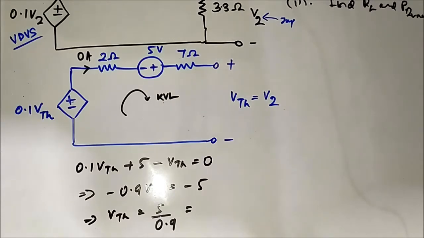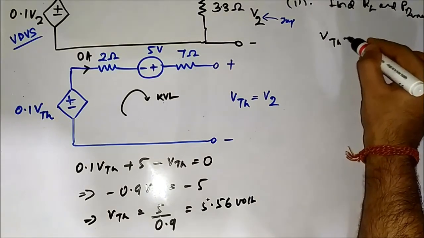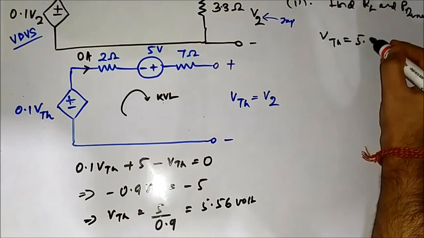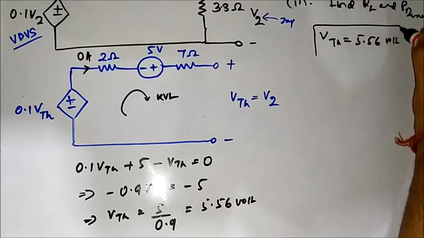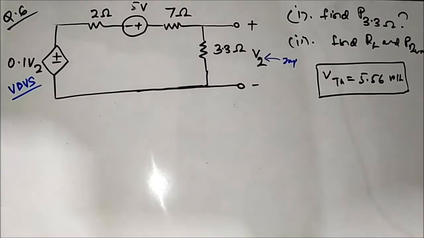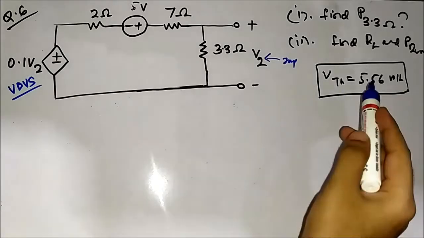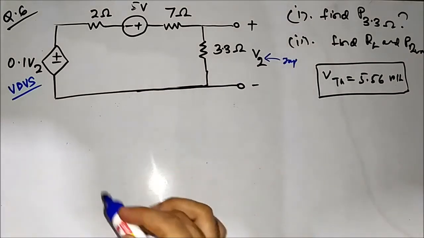5.56 volt. So this is the important thing. We have got VTH, which is equal to 5.56 volt. Now we have to find RTH. So we have determined VTH. Now we have to find RTH, Thevenin resistance.